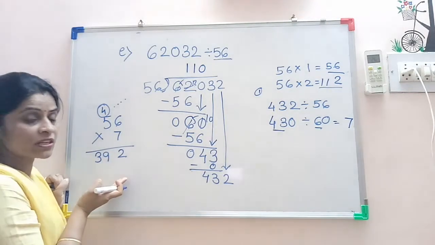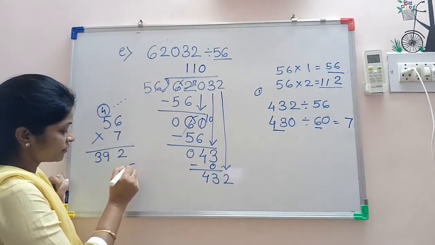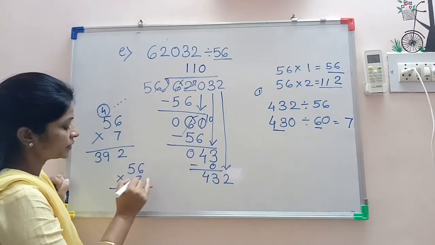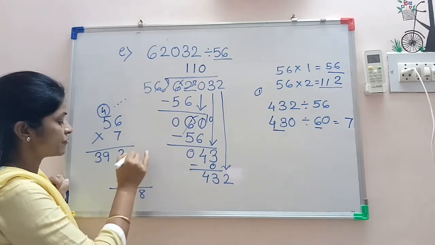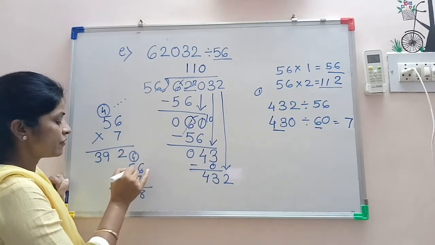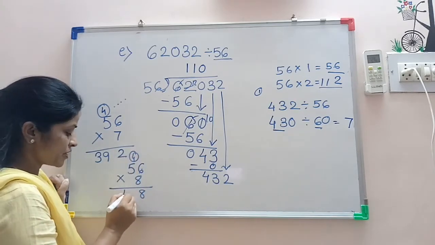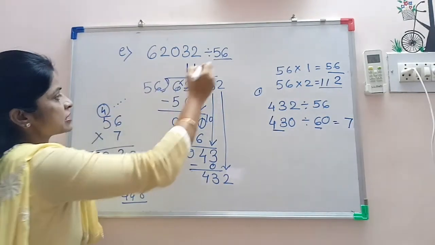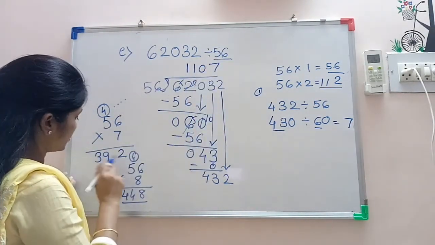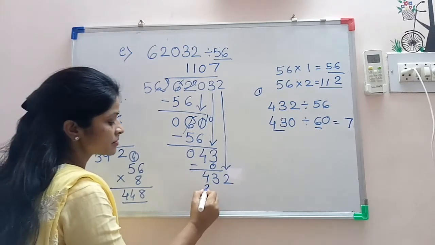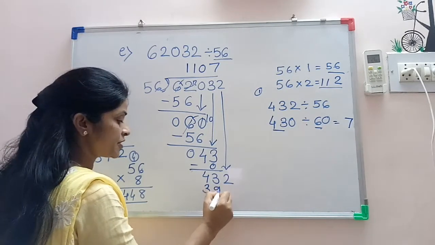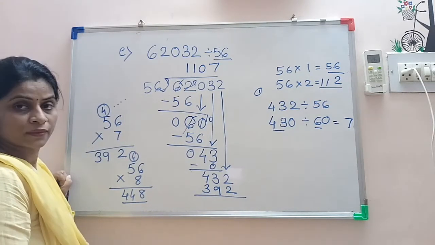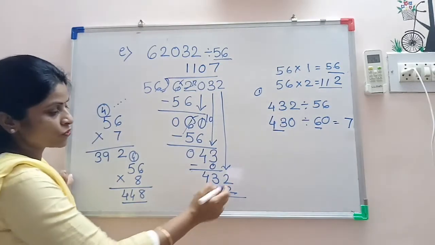Now we will try for the 56 8s are. Now 56 8s are 8 6s are 48, 4 carry. 8 5s are 40 plus 4 is 44. Now this is big number. So what you will do? 56 7s are 392. So what you will do?